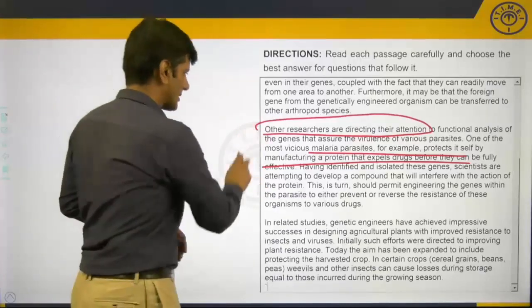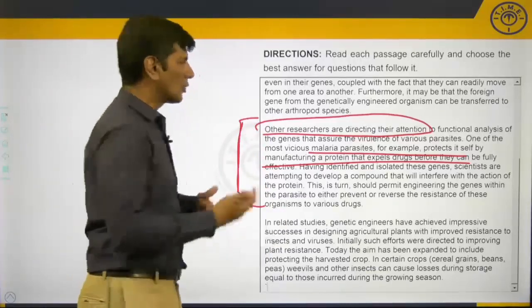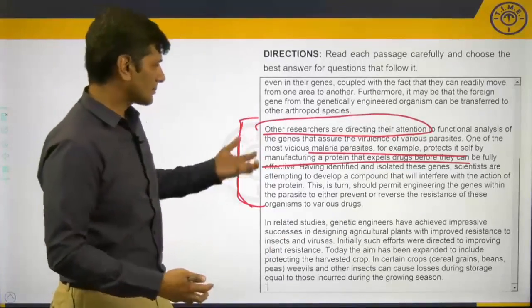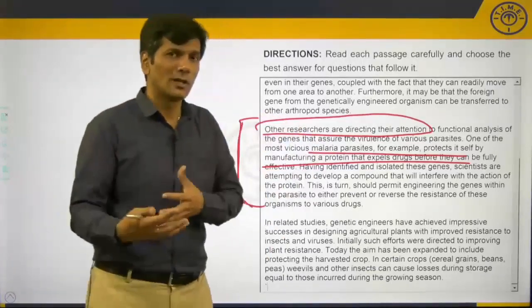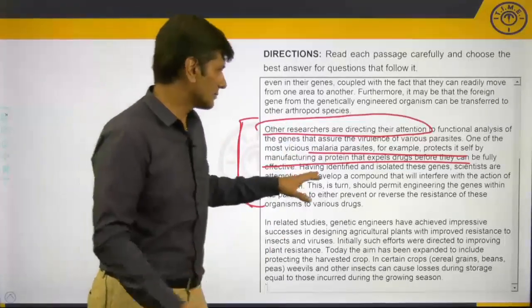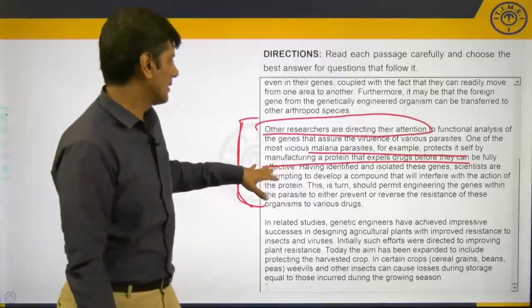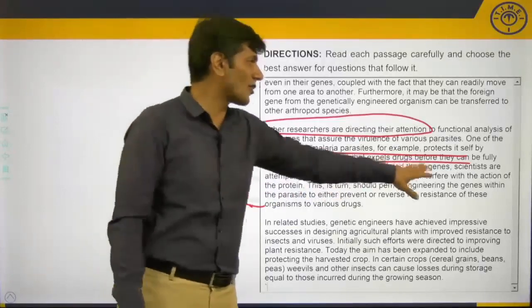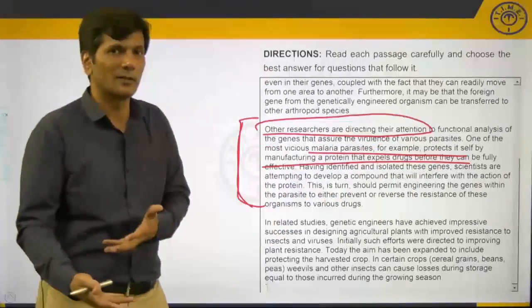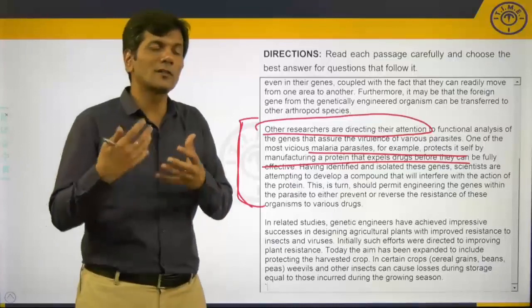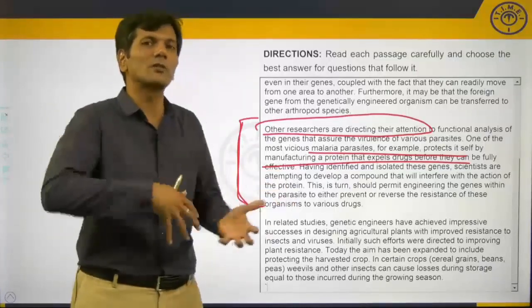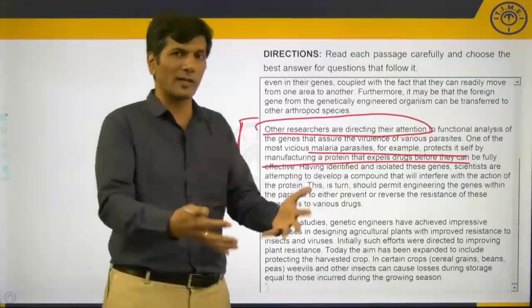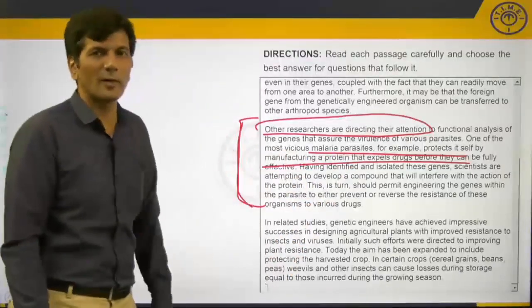So this essentially is focusing on how to counter what some of these parasites actually do. So some of these parasites, what do they do as per this particular part? They protect themselves by manufacturing a protein that expels drugs even before they can be fully effective. So now that these scientists know that this is what these parasites do, they're trying to counter that whole process of manufacturing this protein itself so that the drug itself can be effective.